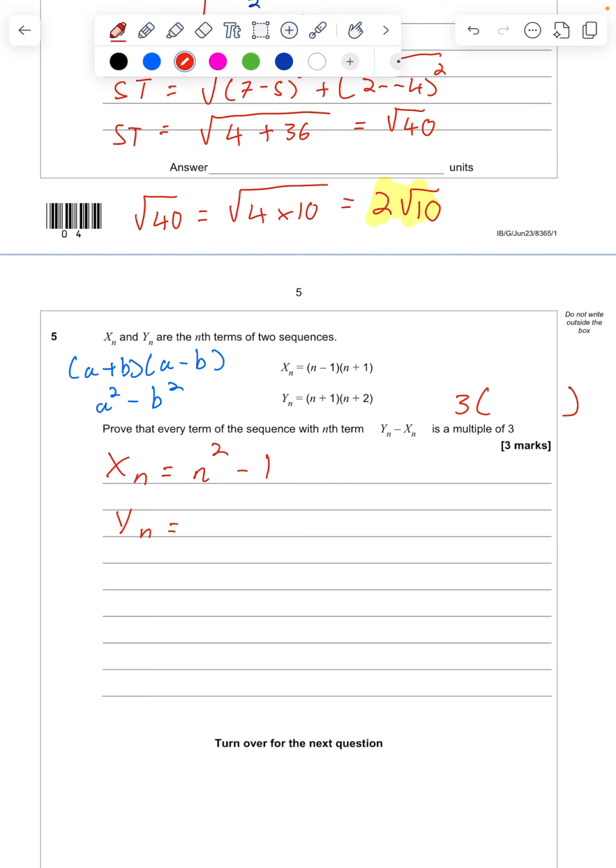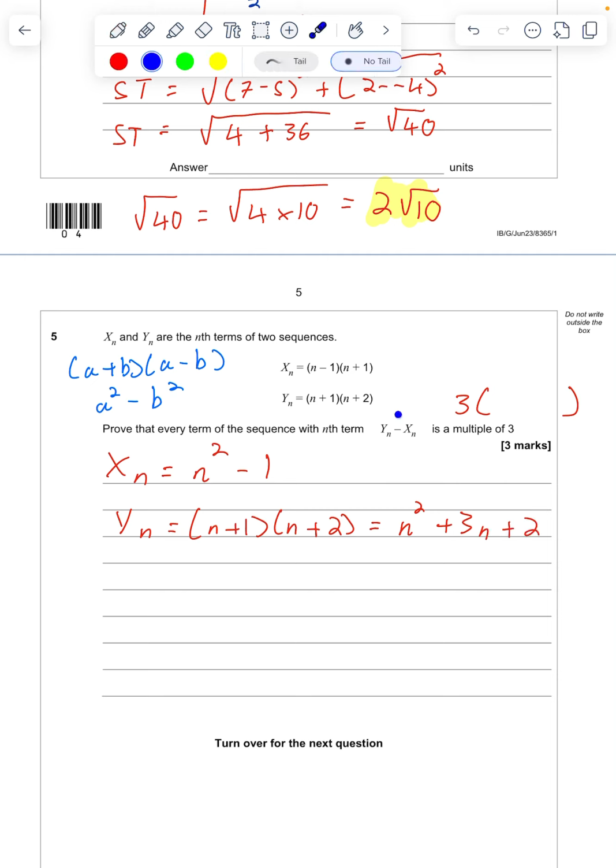So if we go and do that, well, it's going to write it all out. So n plus 1, n plus 2. If you expand the brackets, it will go to n squared. I'm going to do it in one go, but you can go through the process here. It's going to be 2n plus 1n, which is 3n. And then 1 times 2 gives you plus 2.